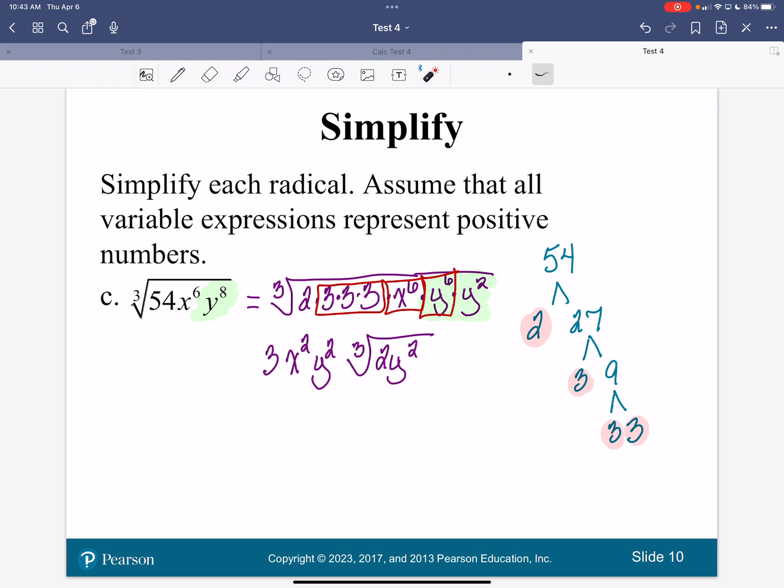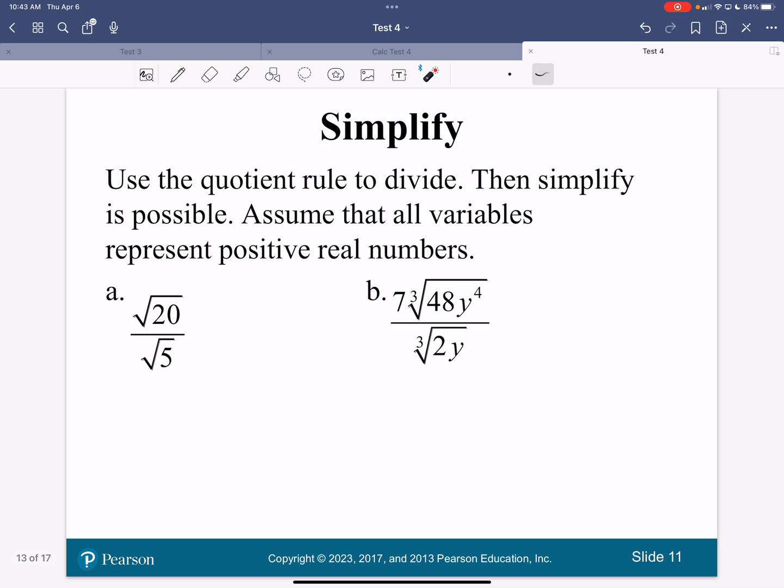Can I go to the next page? We're doing a little bit more simplifying. Okay. This is the square root of 20 over the square root of 5. The way that I would do this one right here is I would rewrite this using the quotient rule as the square root of 20 over 5. Okay, the quotient rule allows me to do that. What is 20 divided by 5? 4. So then I have the square root of 4, and what's the square root of 4?